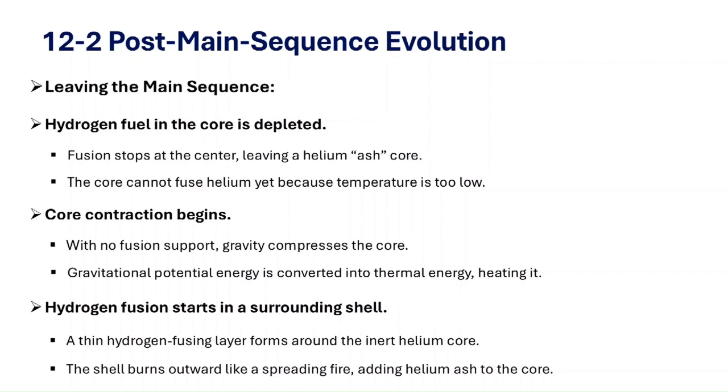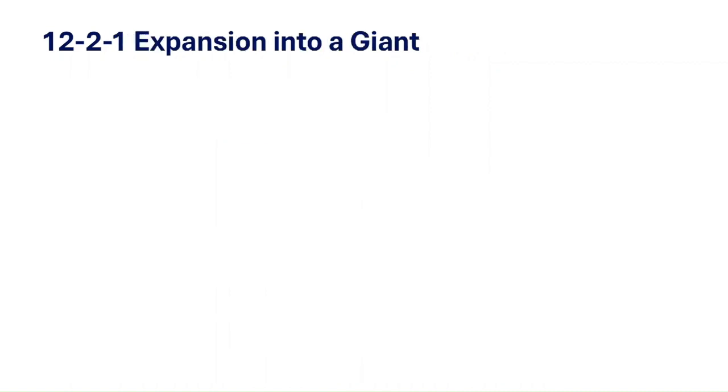So, even though the core itself is still inert, the star is not done producing energy, and the outer shell takes over. And this sets up a very dynamic period in the star's life. So, to summarize this slide, the star leaves the main sequence when hydrogen in the core runs out, the core contracts and heats up, and hydrogen fusion continues in a surrounding shell. Alright, now we just saw how the star leaves the main sequence and forms a contracting helium core with the surrounding hydrogen shell. So let's look at what happens next.